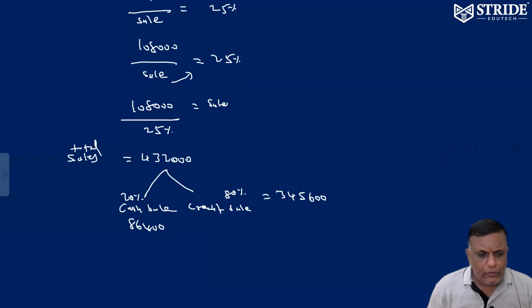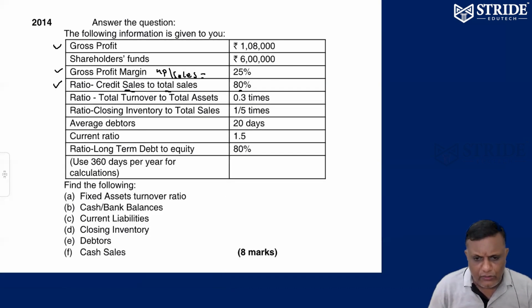So the last question, cash sales, they're asking, correct? You have to fill in all the values one by one. Last one, cash sales. What is cash sales? 86,400. So cash sales is equivalent to 86,400. Next, once the credit sales are known, automatically we can find debtors also, because I know exactly the collection period. One year is equal to 360 days. Every debtor collection I know is 20 days. Credit sales I know, so automatically I can find debtors.